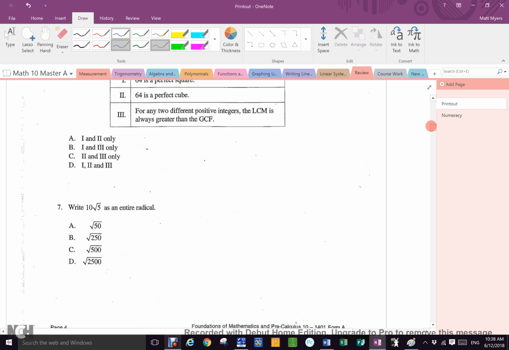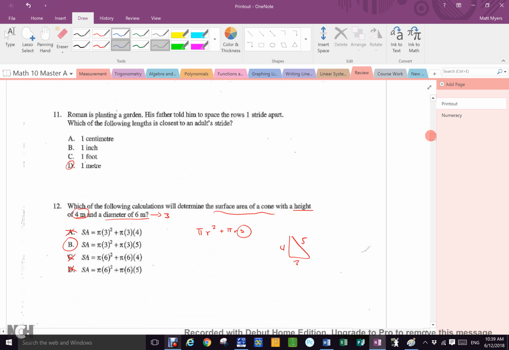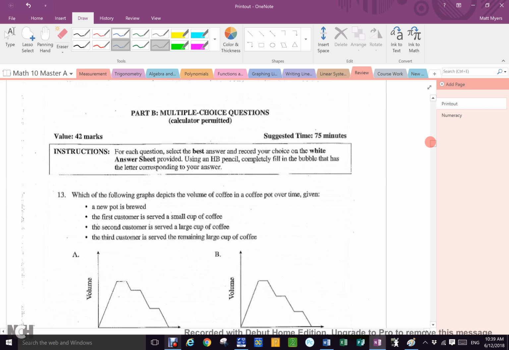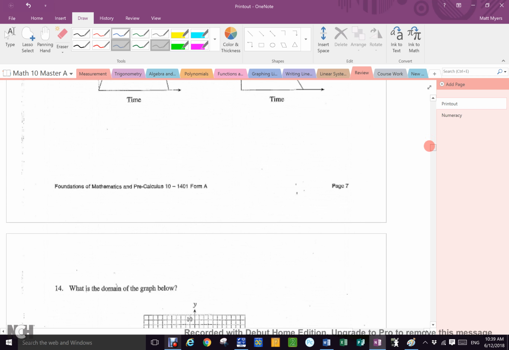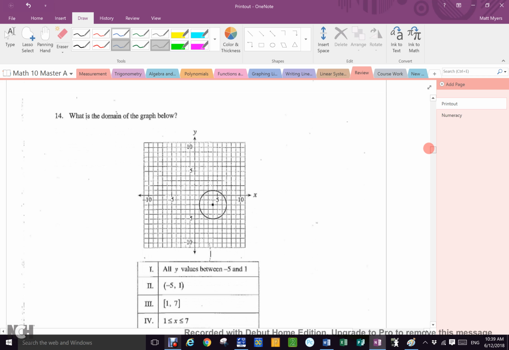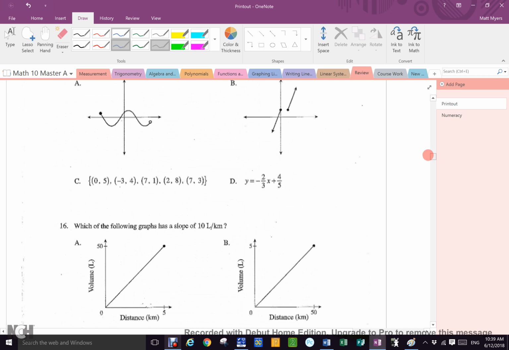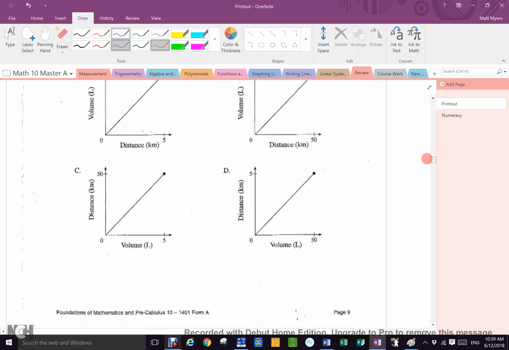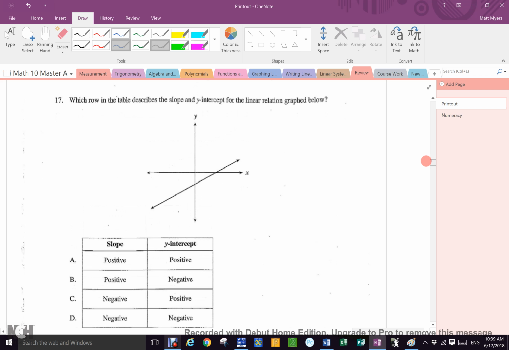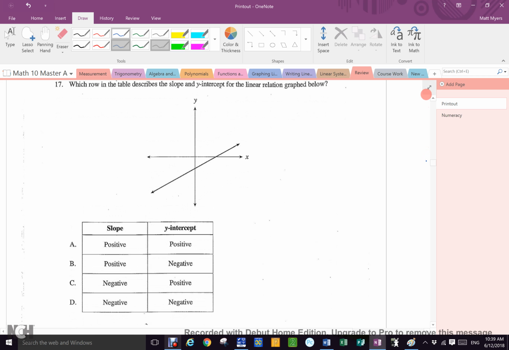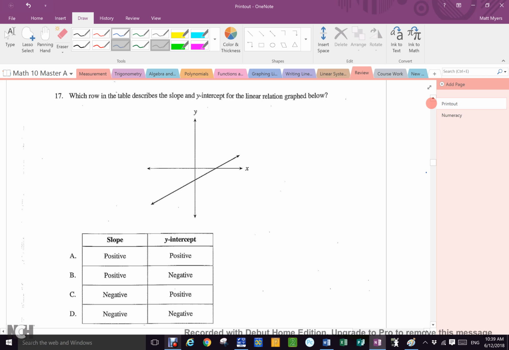That's not graphing, that's not graphing, that's not graphing. That's that kind of graphing. That's not that important. Still not that important. 17. Have a look at it.